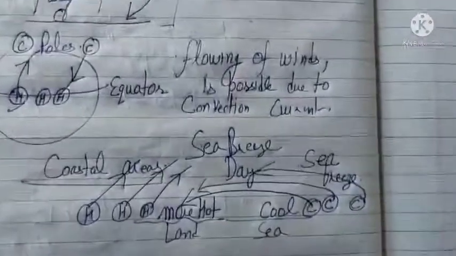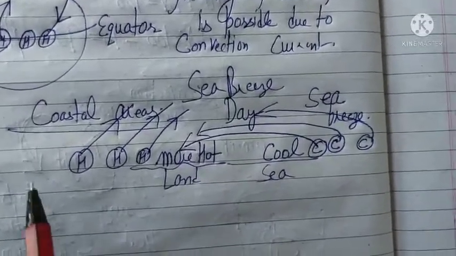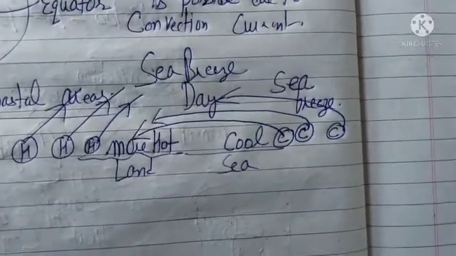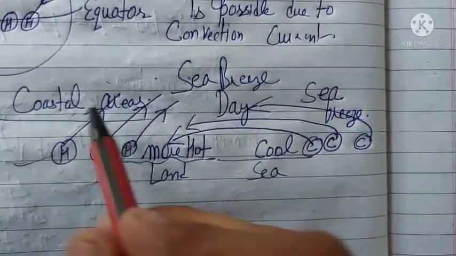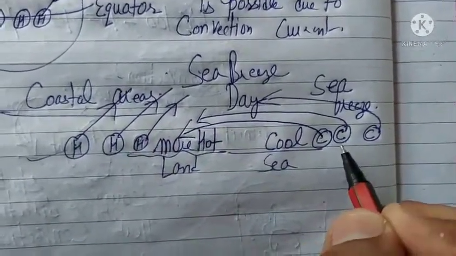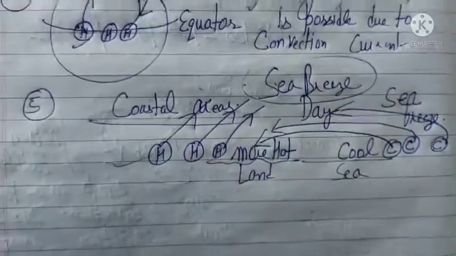During daytime, the air particles at the land are very hot, and the particles near the sea are very cool. All the hot particles of the land surface will rise upward. A free space is being created, and the cold air particles of the sea will start traveling toward the land. So this is a kind of sea breeze.